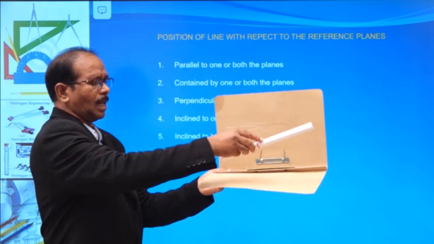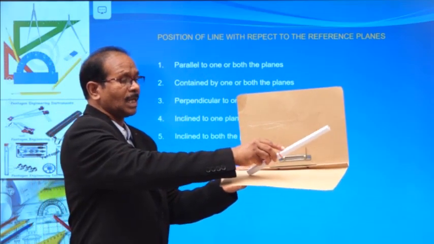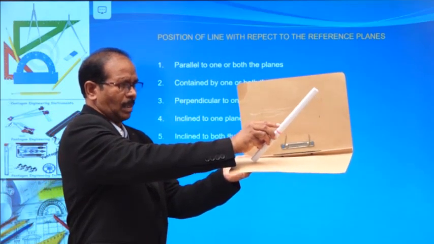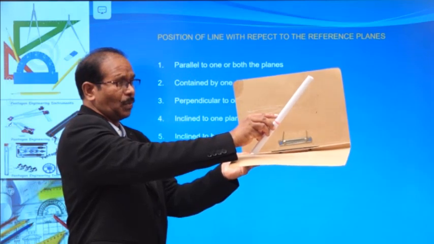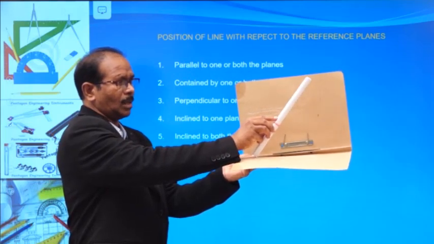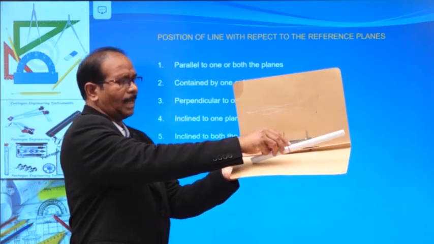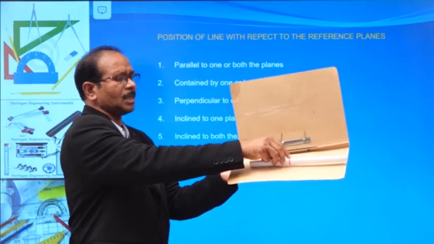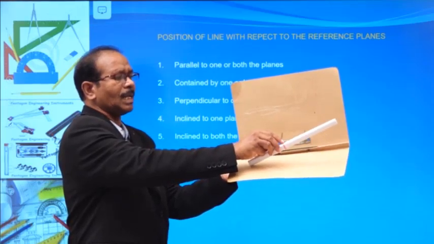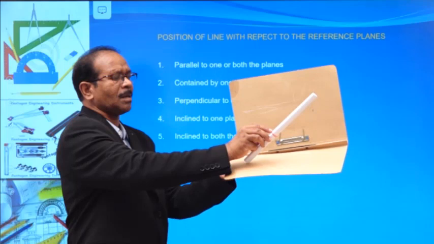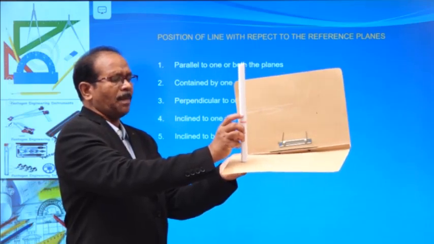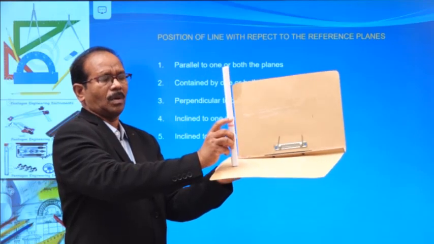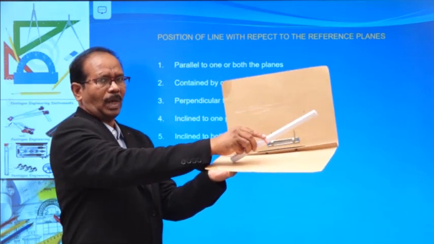I repeat again: line inclined to horizontal plane. Now let us observe this one. Line inclined to horizontal plane, parallel to vertical plane: the front view is a line, and the top view is also a line, but reduced in length because of the inclination. While increasing the inclination, the length of the top view keeps reducing. When it is perpendicular, it becomes a point. Now, inclined to HP.